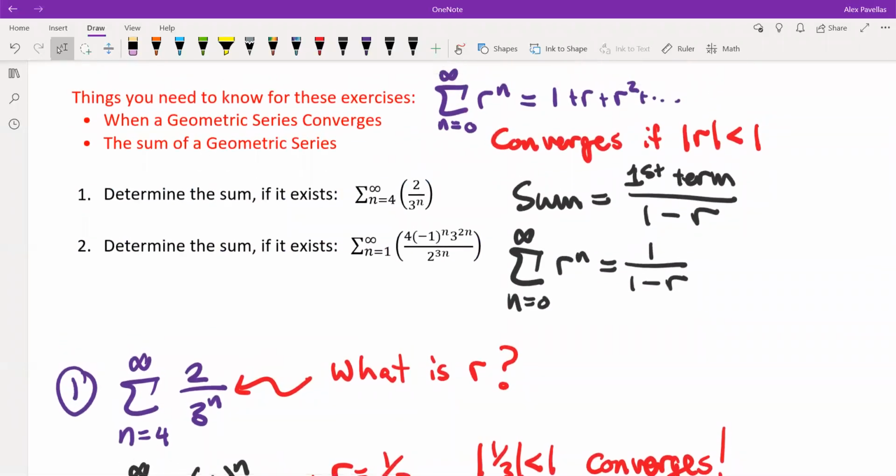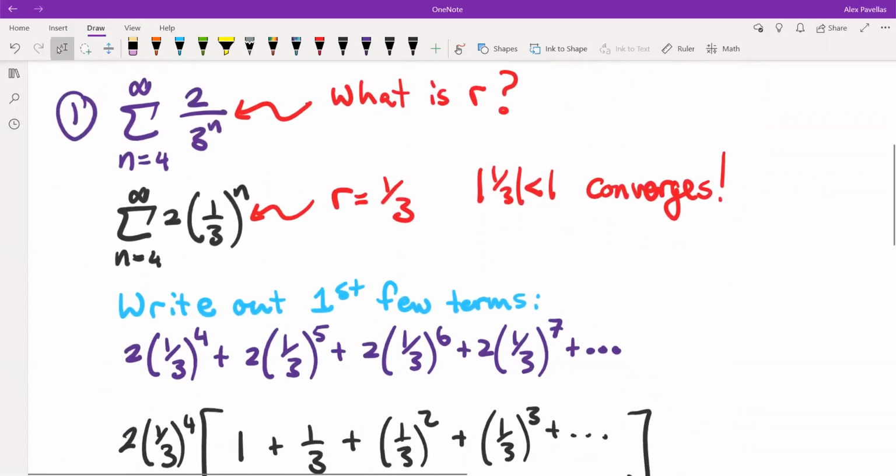Well, that's a nasty looking thing. There's a lot of stuff raised to the n, so it looks like it might be a geometric series. There's crazy things going on in the exponents. There's a 3 to the 2n and not really a 3 to the n, and there's a 2 to the 3n and not really a 2 to the n. So we're going to have to sort of massage this so it looks more like a geometric series. So let's take a look at this.